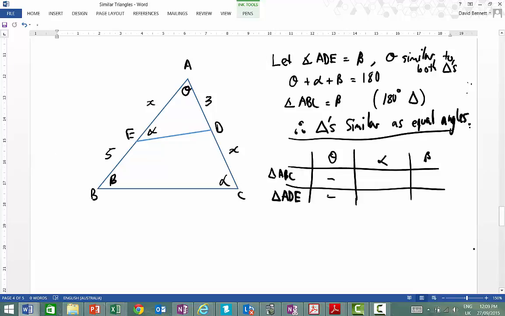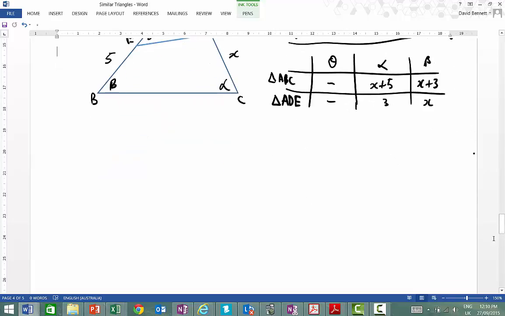For alpha, for our big triangle, looking across over here, we have x plus 5. Our beta is going to be x plus 3. For our small triangle, our alpha is going to be 3. And our beta, which would be this angle here, is going to be x. Now that's one technique of doing it, and you might like that.